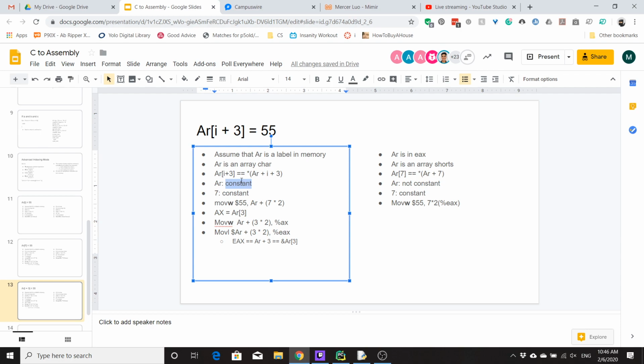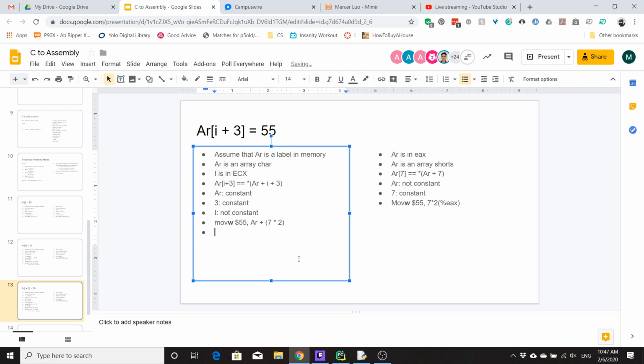AR, is it constant? Yes, because again, on the left-hand side, it's still a label in memory. As long as it's a label in memory, it's always going to be constant. It will not change, right? Because you might change what the value at that location is, but AR is referencing the location. The location does not change. So the labels will always be constants. So 3 is, of course, a constant. And we will say, again, that I is in ECX. So is I constant? Not constant, right?